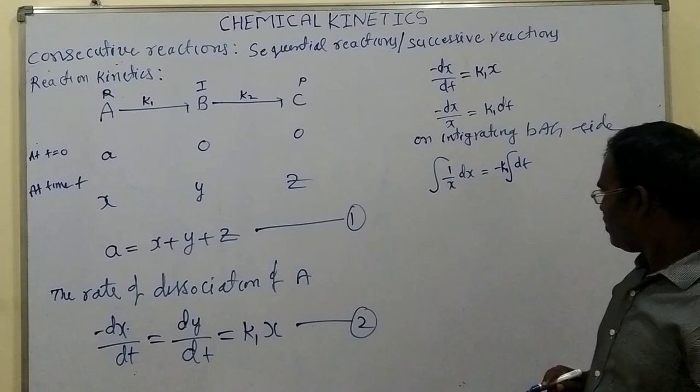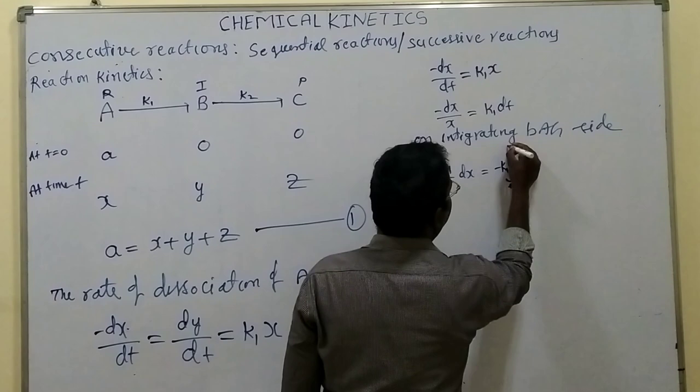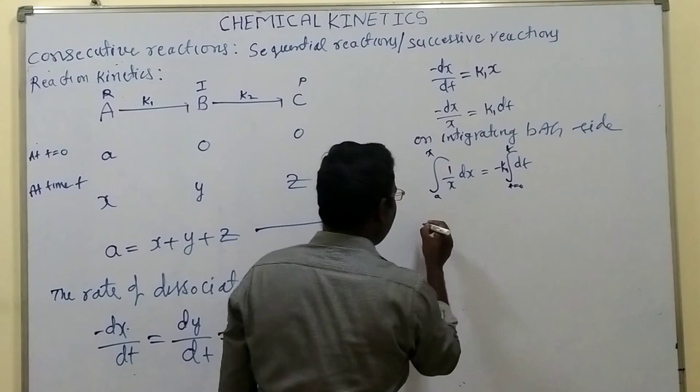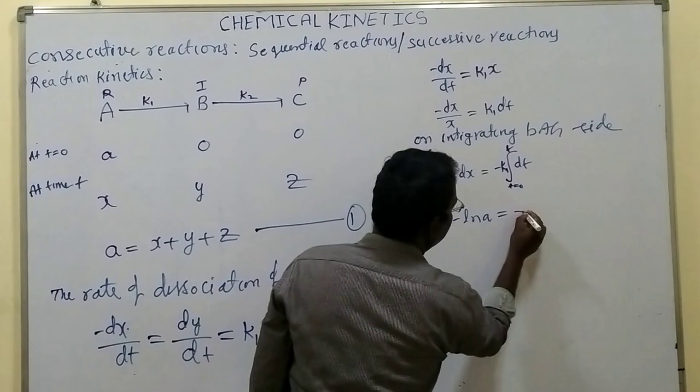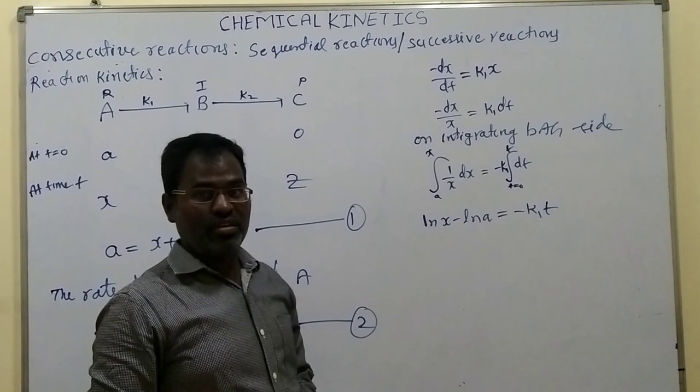If you simplify it, the time is t, with limits t equal to 0 to t. At t equal to 0 this will become a, whereas at t it will become x. So on simplification, ln x minus ln a is equal to minus k1 into the integration of dt, which is t only. Now again you simplify it. Log A minus log B is equal to log A by B.